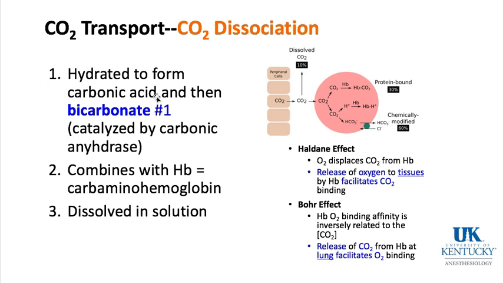Chemically modified, about 60%. There's the bicarbonate and the chloride shift going on. Protein bound to hemoglobin, about 30% or so, and then about 10% or so dissolved in solution. The Haldane effect and Bohr effect talk about oxygen and CO2 and the effects of each on the dissociation from hemoglobin. So let's look at the Haldane effect first.